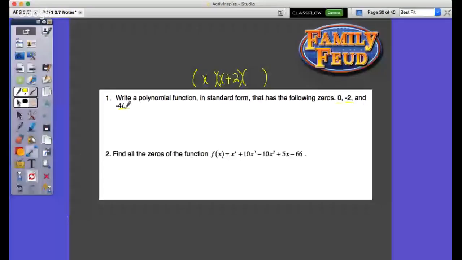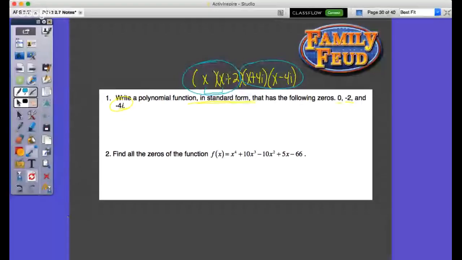But by rule, if I have negative 4i, I must also have the reciprocal, which was 4i, or x minus 4i. So if I was getting this in the standard form, I would make sure that I would first find what the product is of these first 2, what is the product of the last 2, and then simply multiply those together at the end.